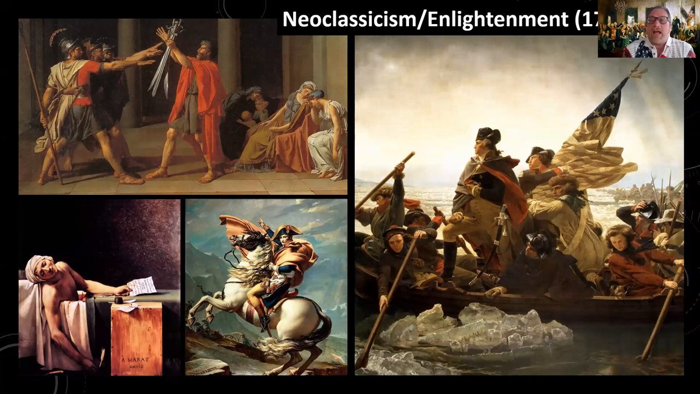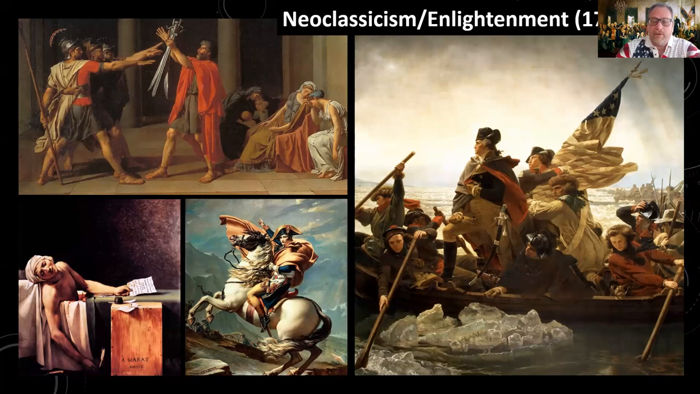Enlightenment is what we call the philosophy of the time period from 1750 to 1825. Neoclassicism is what we call the art. And ironically, we call the music classical music, those mainstays of Wolfgang Amadeus Mozart and of Beethoven. And so you can see the images that show up here.